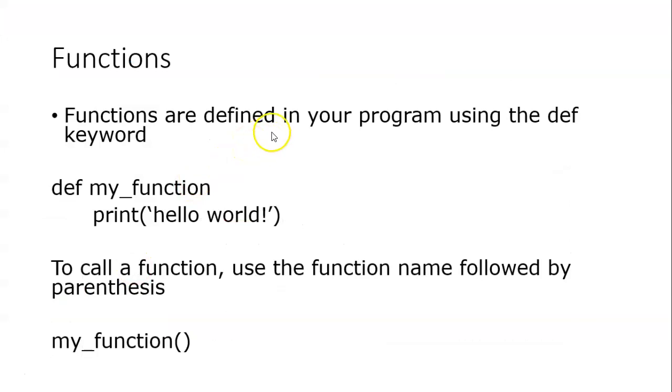So here we are showing how functions can be defined in your program. We use the def keyword to tell the Python interpreter that the code that follows is a function. Notice how all the code that's included in the function must be indented. So here we have a function called myFunction, and it prints hello world. To call this function, you would use the function name followed by the parentheses. Now notice these parentheses are empty because we're not passing any value to this function, we're just calling it.